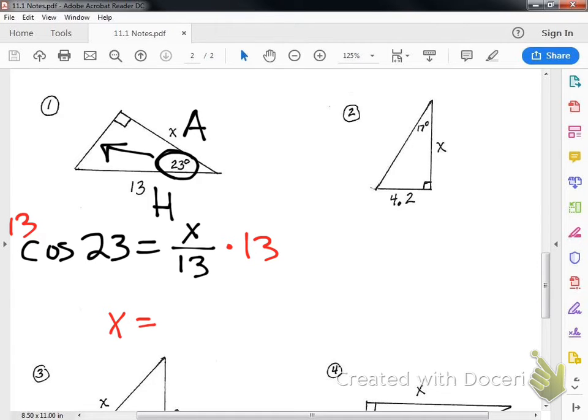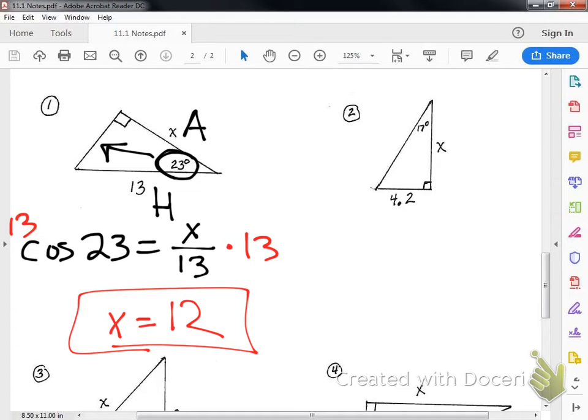You should get 0.9205 and so on. And then you multiply that by the 13, and you end up with 11.96. We're going 1 decimal place, so you can round that up to 12. Try it on the calculator. If you don't have one, come grab one. This is all calculator work today.